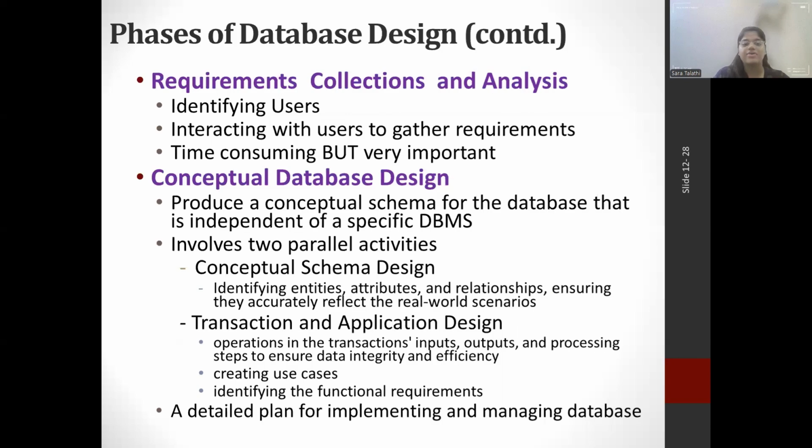The second phase was about the conceptual database design, which is to provide a conceptual schema for the database, and it is DBMS independent but specific. It involves two parallel activities, that is conceptual schema design and transaction and application design. Conceptual design is used for identifying entities, attributes, and relations, ensuring that they accurately reflect real-world scenarios, whereas transaction and application design creates use cases and identifies the functional requirements.